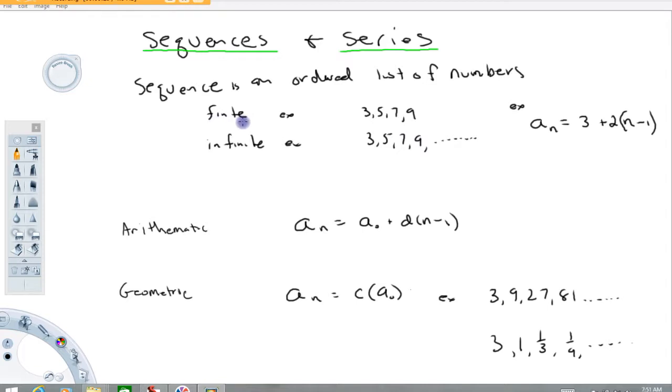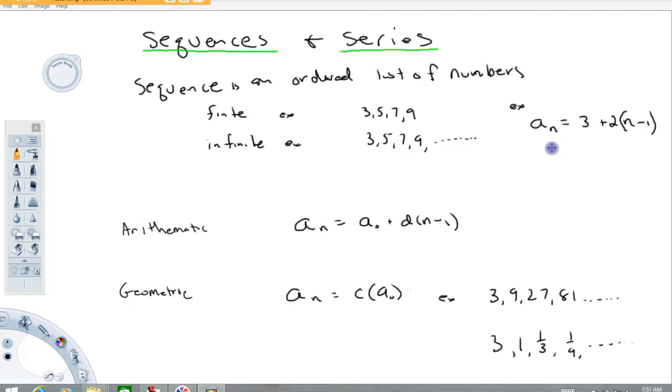Sequences can be either finite or infinite. In this example, this list has four values here, a 3, a 5, a 7, a 9. But sequences can also be infinite, and perhaps we have another sequence where this just goes on forever. The ... means that this just keeps going and going. Hopefully you recognize where the pattern came from. The next one will be 11, 13, 15, etc. It just goes on and on and on.